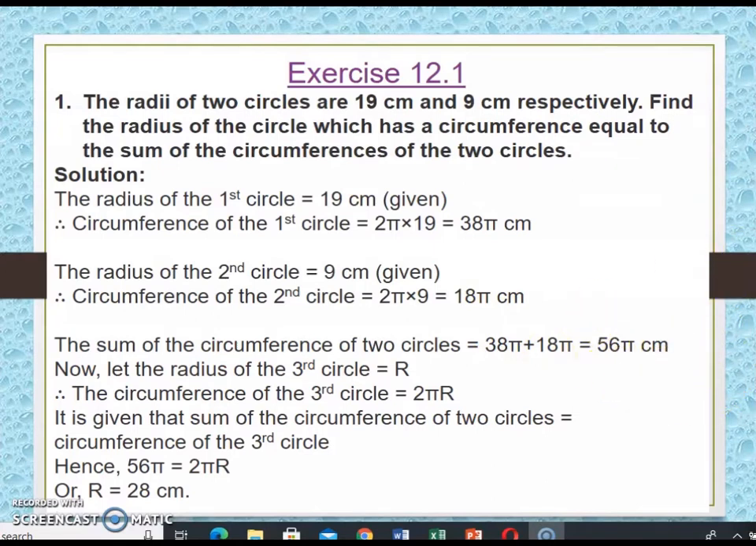Now we will assume, let the radius of the third circle, which is formed by adding the circumferences of these two circles, be r. So circumference of the third circle, let it be 2 pi r. We are taking r as the radius of the third circle. So circumference will be 2 pi r. Now this is equal to 56 pi. That is sum of the circumferences of these two. So equate 2 pi r to 56 pi. Pi and pi will get cancelled. Then 2 also you can cancel out with 56 and you will get the value of the radius r.